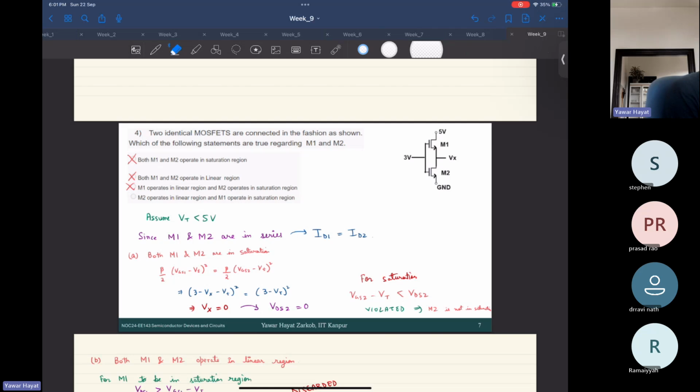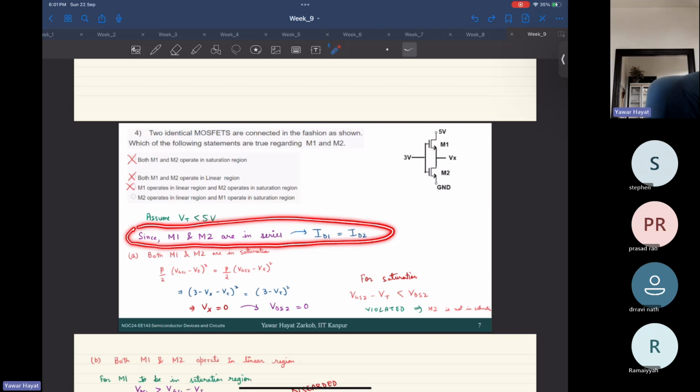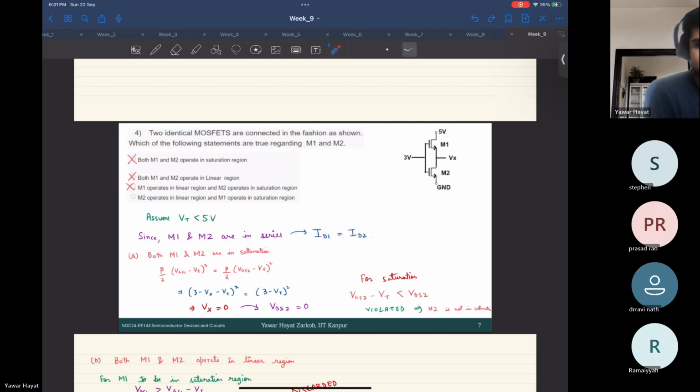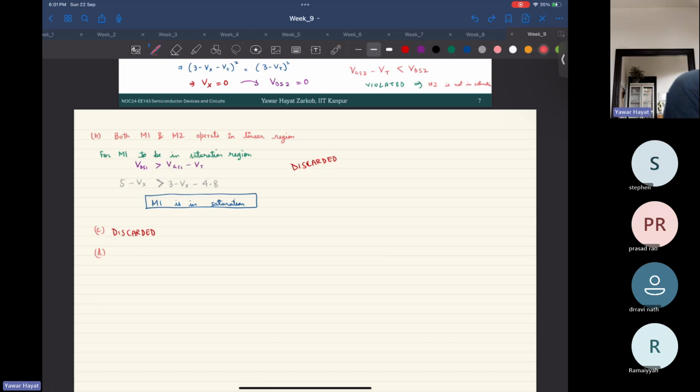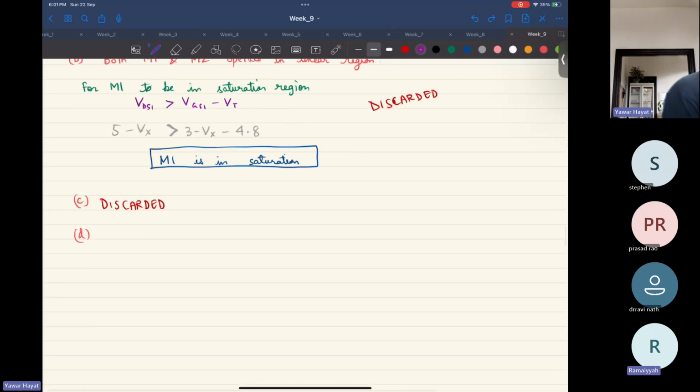Remember we said that since these are in series, the current should be equal. Yes, sir. So for one, I'll use the current equation in saturation region, and for the other, I'll use the current equation in the linear region. And if from there on I get a condition that makes sense, then I'm good to go, right? That is essentially the recipe. So we proceed as follows. Now M1 in saturation, M2 in linear, right?